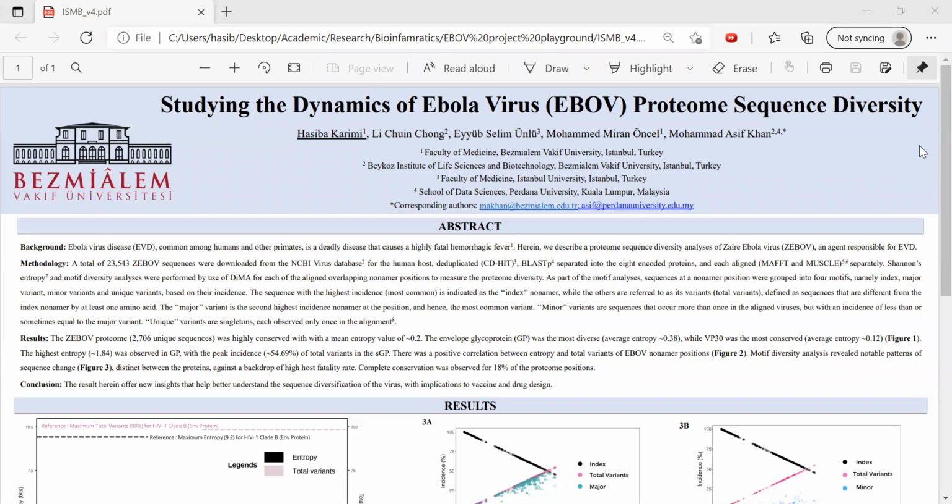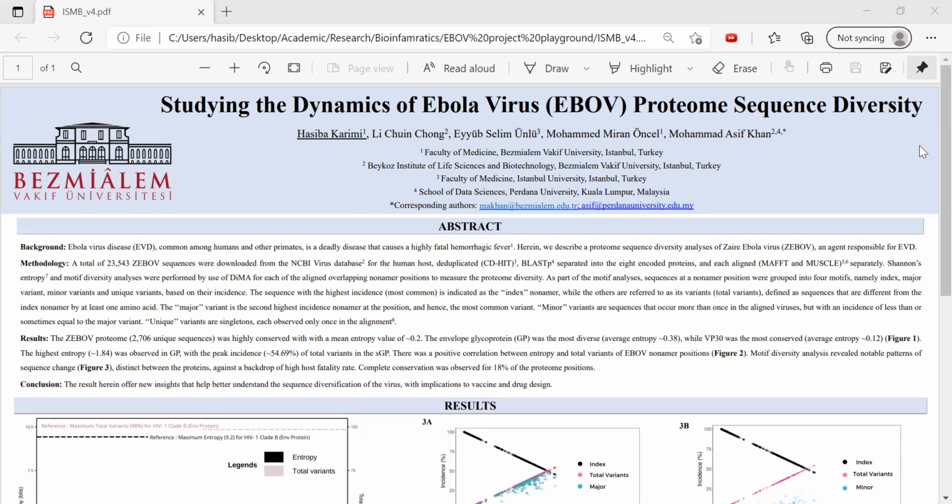The methodology employed for our project is as follows. A total of 23,543 ZEBOV sequences were downloaded from the NCBI virus database for the human host, which was deduplicated by CD-HIT. BLAST-B separated into 8 encoded proteins, and each was then aligned separately by use of MAFFT and MUSCLE. Shannon's entropy and motif diversity analysis were performed by use of the DEMA tool for each of the aligned overlapping monomer positions to measure the proteome diversity.